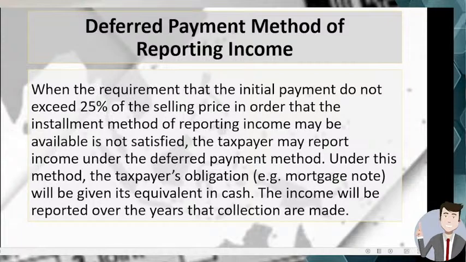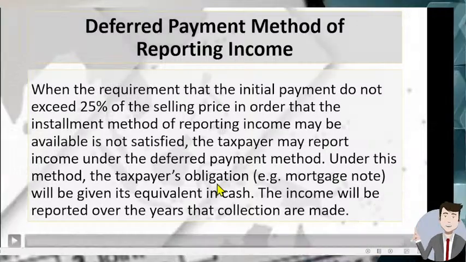Okay? So the taxpayer may report income under the deferred payment method. Under this method, the taxpayer's obligation, for example a mortgage note, will be given its equivalent in cash. So the income will be reported over the years that collections are made. So let's discuss by computing the illustrative problem on the deferred payment method.